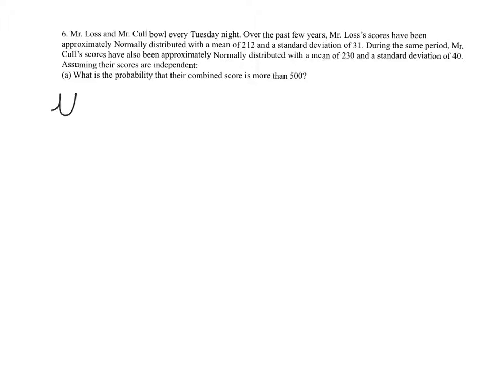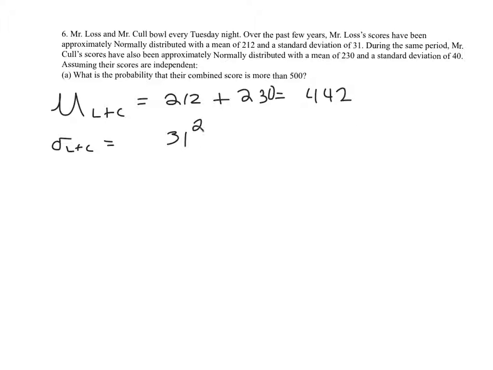So if I want their combined score, I really want the mean of L plus C, which I can get by taking the old mean for Mr. Loss and the old mean for Mr. Cull, 230, and adding them together to get 442. My new standard deviation for L plus C, I need to take my old standard deviation and square it so it's a variance, my other old standard deviation and square it so that it is a variance, and then I can add them together safely and square root to get my new standard deviation of 50.61.